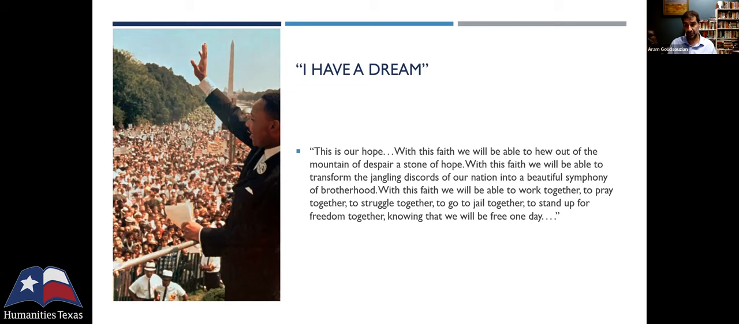That's his hope. With this faith, we'll be able to work together, to pray together, to struggle together, to go to jail together, to stand up for freedom together. No one will be free one day.